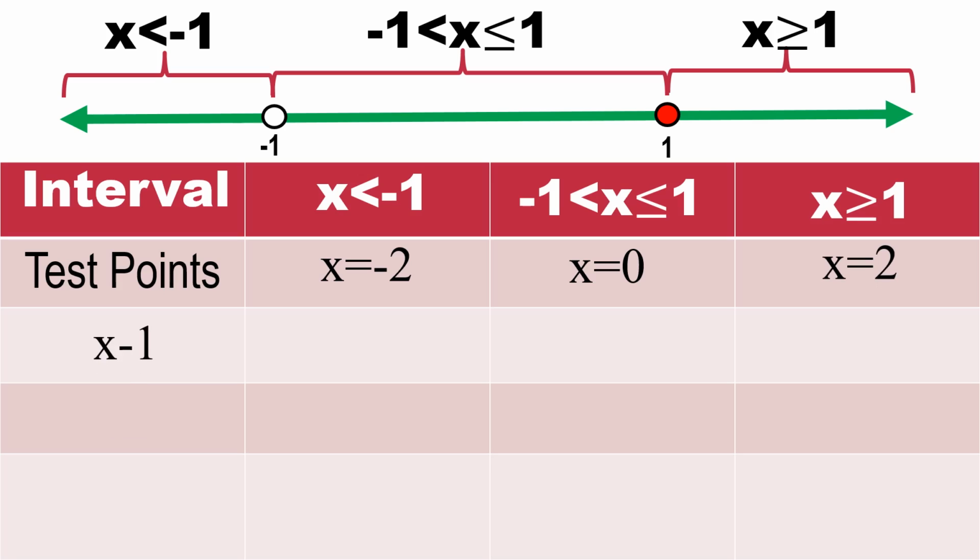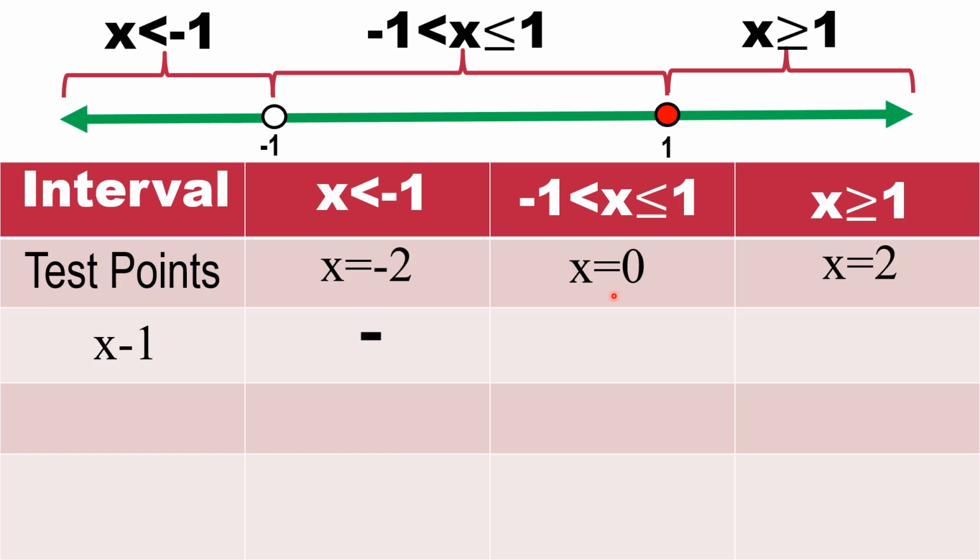Ngayon, kunin natin yung numerator ng ating fraction, which is x minus 1. Ang gagawin natin dito, isa-substitute natin yung value of x, which is -2, 0, and 2 dito sa x para makuha natin yung sign. Sign lang ang kinukuha natin, hindi yung number mismo. So, -2, substitute natin siya. -2 minus 1 is -3. And our sign is negative.